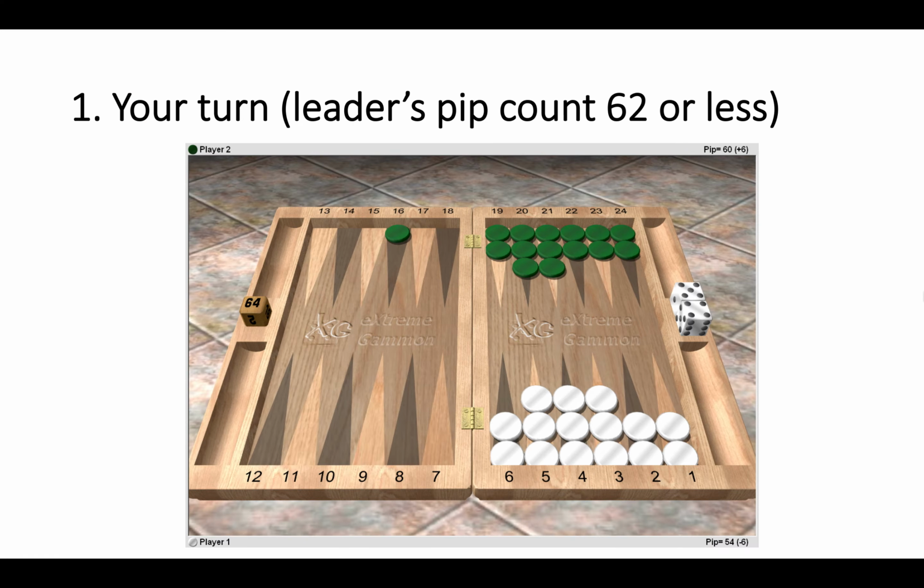Now, I have a few positions here for you to apply the maths yourself, so feel free to pause the video and have a go doing these, and then we will look afterwards. So here the leader's pip count is 62 or less. So what calculations do you need to do to determine whether green has a pass or a take?